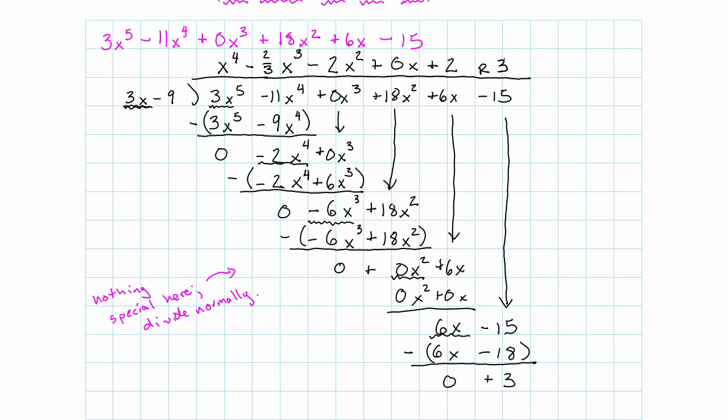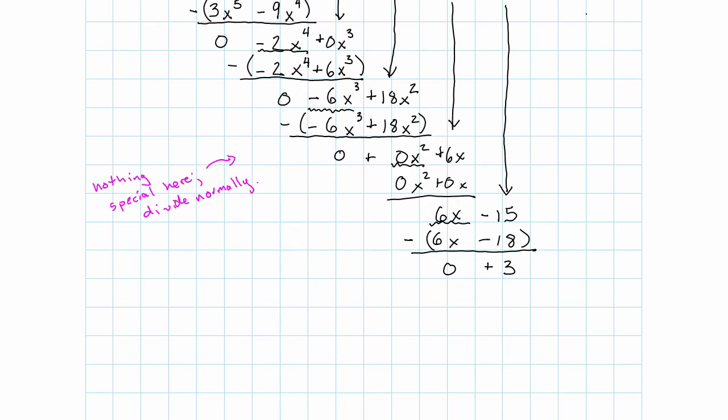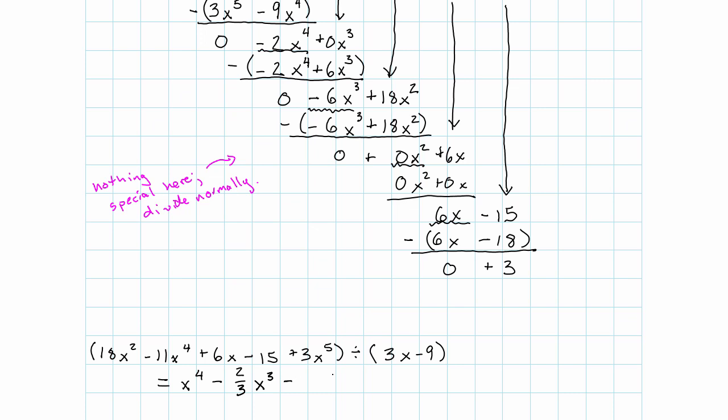And I'm just going to write that as a remainder here, because I'm going to want to take a minute and write my answer. Normally when we write the answer, we don't actually write the 0. So for this problem, we'll say that our original division problem, 18x squared minus 11x to the fourth plus 6x minus 15 plus 3x to the fifth divided by 3x minus 9 equals x to the fourth minus 2/3 x to the third minus 2x squared. And now we're not going to write in the 0 term. We're just going to say plus 2 plus 3 over 3x minus 9.